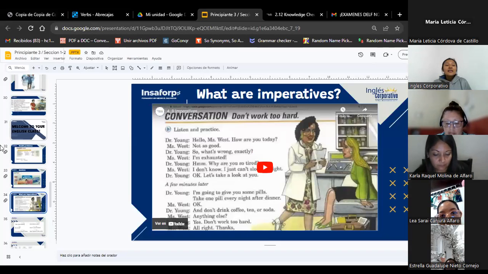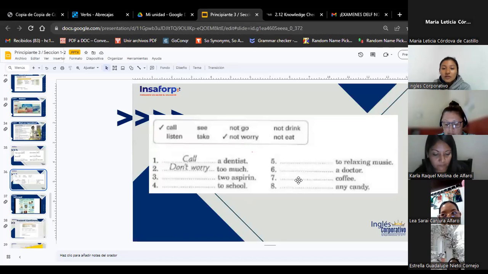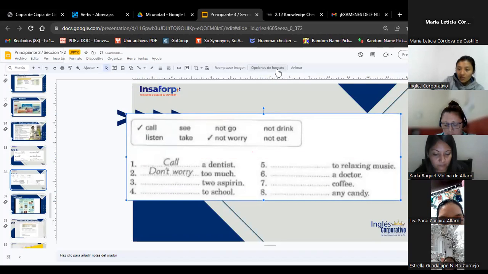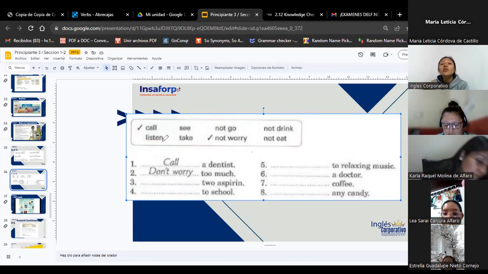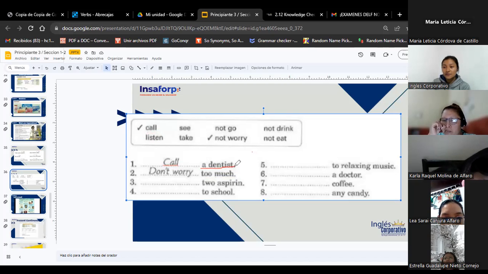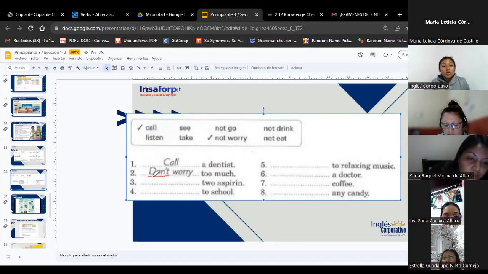Thank you so much. Okay, so here we go with the imperatives. Okay, look at this. We are going to do this activity today. So sorry for the quality of this, right? As you could see, here we have some verbs in this box. Here we have the verb call, listen, see, take, not go, not worry, not drink, and not eat. ¿Qué vamos a hacer? We are going to match the verbs with the complements that we have right here. For example, a dentist. I can call the dentist, right? So with an imperative sentence, it will be call a dentist. Okay, for example, here we have not worry, pero no podemos poner not worry too much. Entonces ponemos don't. Cuando vamos a hacer oraciones negativas, ocupamos don't. Don't worry too much. Okay?